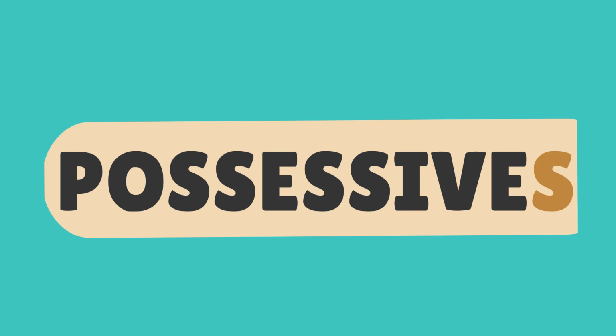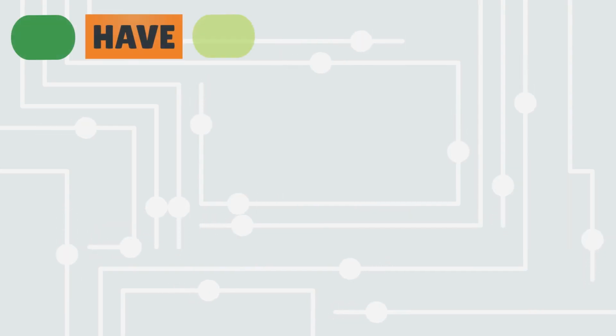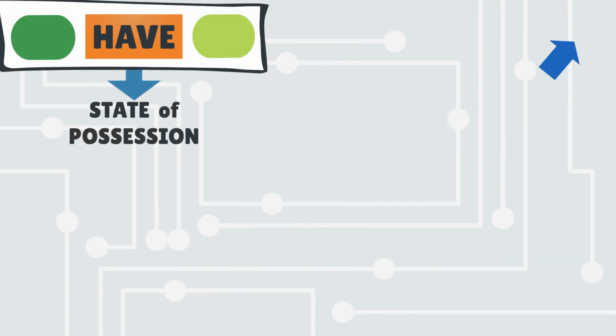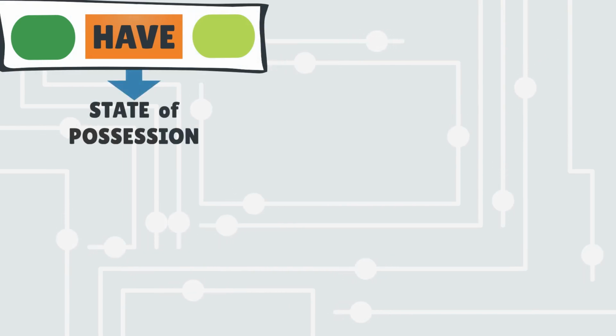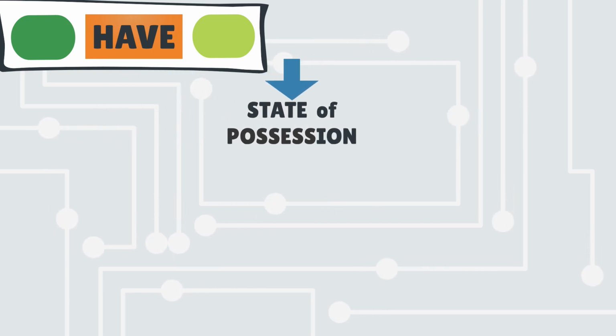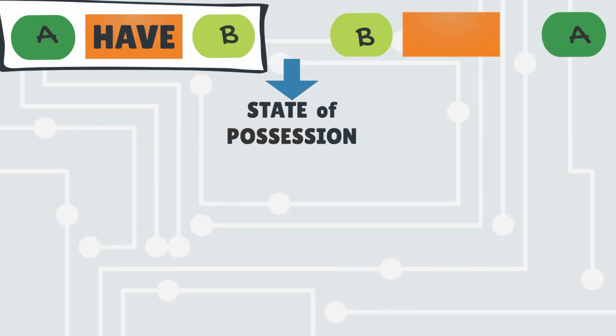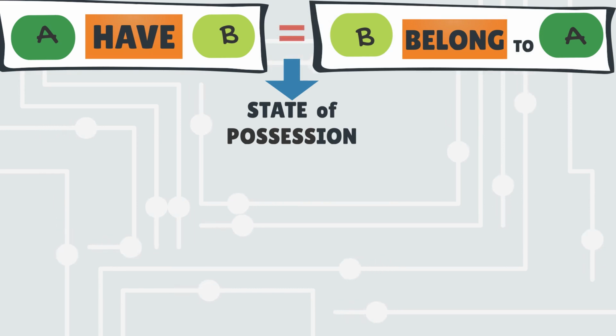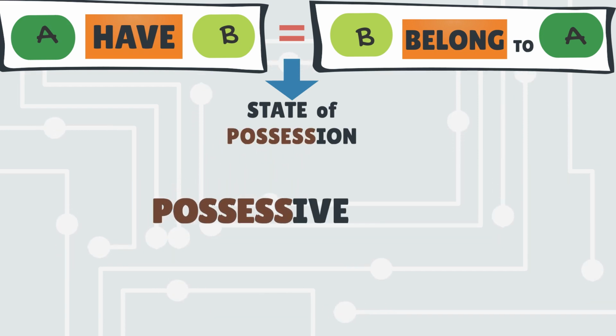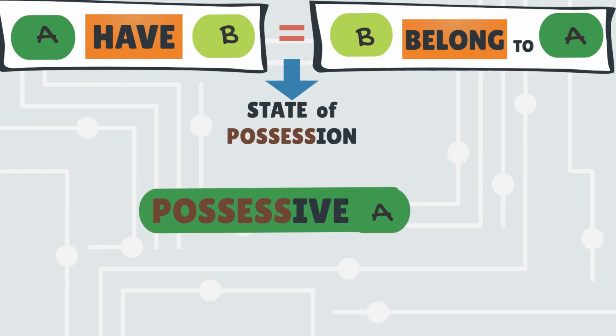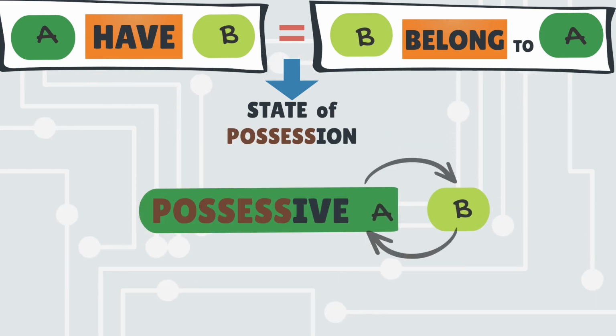Possessives. The verb to have expresses the state of possession. Possession means that one thing belongs to another. Possessives are the special words that express belonging.